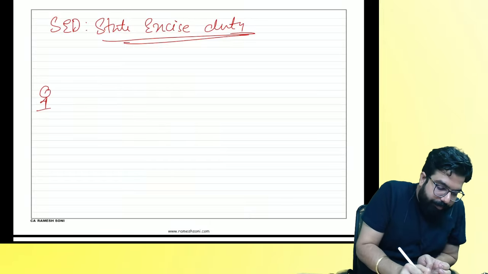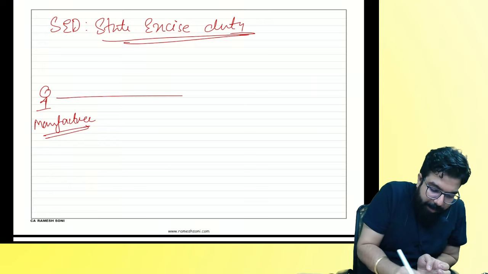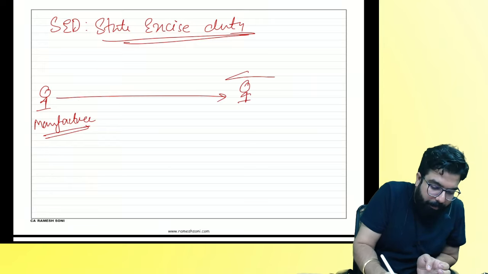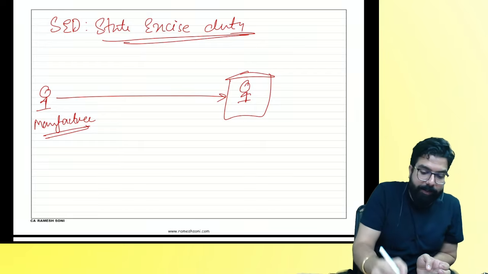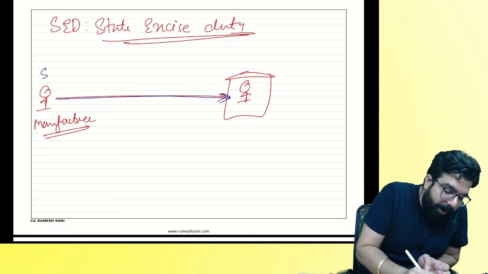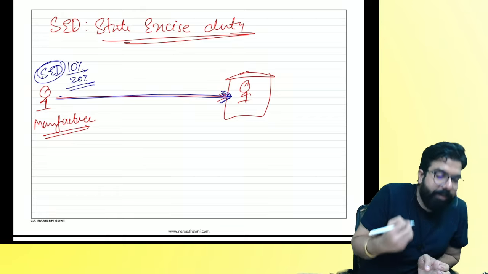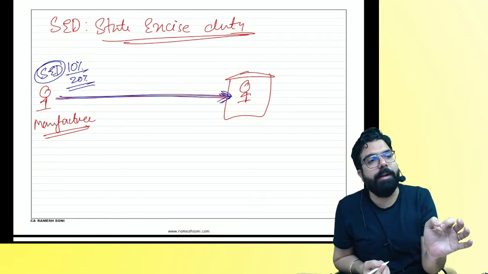I am a manufacturer of alcohol. I manufactured and sold it to one shopkeeper, for example. Everyone listen. When I manufacture and sell, I will have to pay what, everyone? State excise duty. For example, 10%, 20% I have to pay on the alcohol which I am manufacturing. Are we all clear?